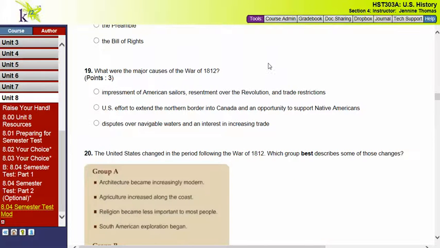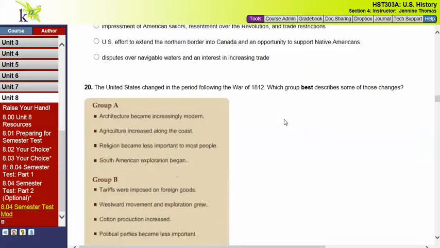19, what are the major causes of the War of 1812? Impressment of American sailors, resentment over the Revolution and trade restrictions, the U.S. effort to extend the northern border into Canada and an opportunity to support Native Americans, or disputes over navigable waters and an interest in increasing trade? Okay, we're looking for what were the major causes of the War of 1812.